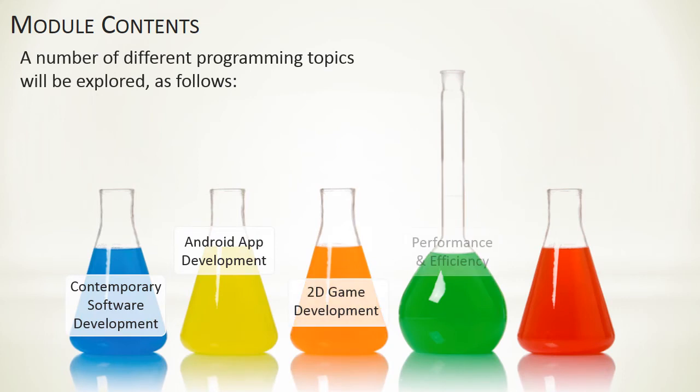So there's a number of different programming topics that we're going to have a look at. And you see them appearing at the bottom of the screen. So the projects and the process by way we create those projects will enable us to explore a number of different aspects. And the lecture information, if you like, the course information will touch upon these. So the first one is contemporary software development. Second one then is Android app development, then 2D game development. Then we'll look at performance and efficiency, and also user experience design. And in the next few slides, we look at each of these in a little bit more detail.